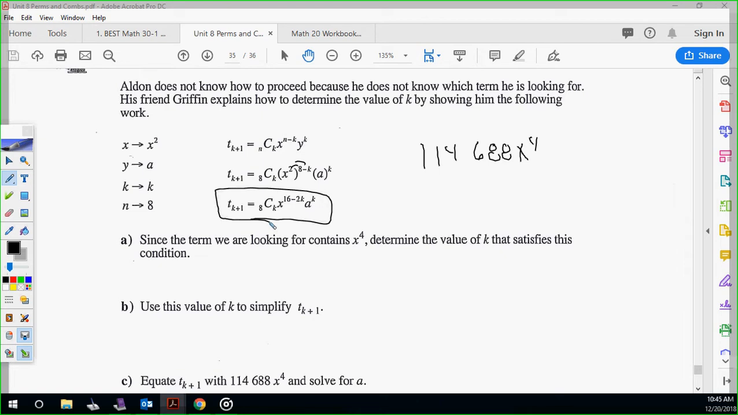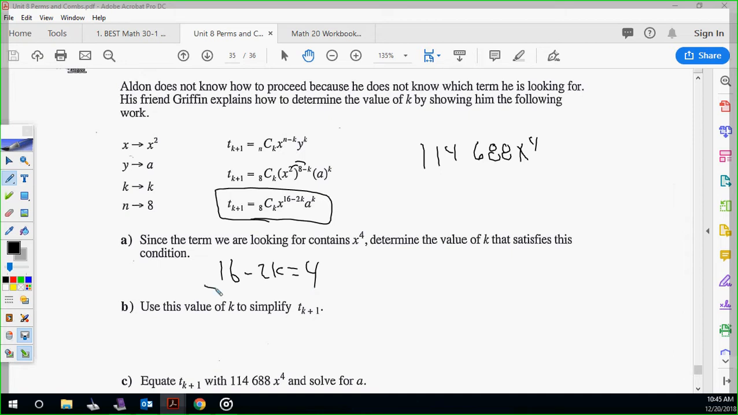So the point is, see this? X to the 16 minus 2k. This is pretty complicated in terms of seeing this. 16 minus 2k should equal 4. Okay? Let me say that again. You put in the information that you have. We're just doing normal solving algebra here.